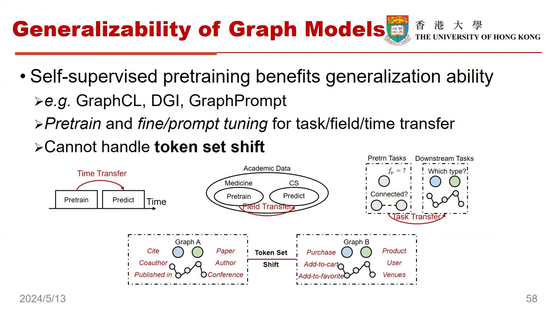So to begin with, let's take a review on the generalizability of existing graph models. There have been self-supervised pre-training methods such as GraphCL, which is based on graph contrastive learning, and there are DGI, which is based on deep graph infomax. And also there are some prompt tuning methods like graph prompts. These methods achieve generalization in several limited scenarios, including time transfer, field transfer, and task transfer.